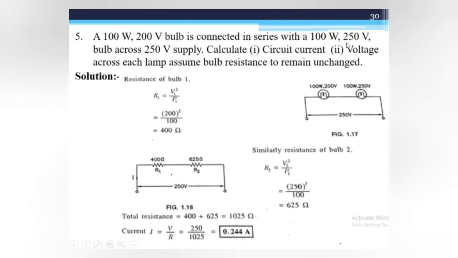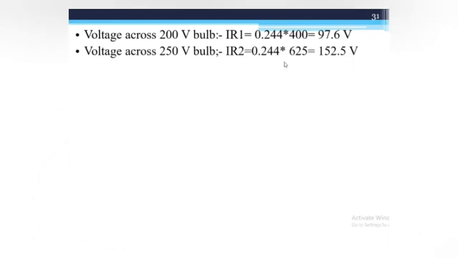Now the second part is the voltage across each lamp. The voltage V equal to IR is called the voltage drop. So the voltage across the 200 volt bulb is IR1. Putting the values of I and R1, we get the voltage across the 200 volt bulb as 97.6 volt. Similarly, the voltage across the 250 volt bulb is equal to IR2, equal to 0.244 into 625. So it is 152.5 volt.